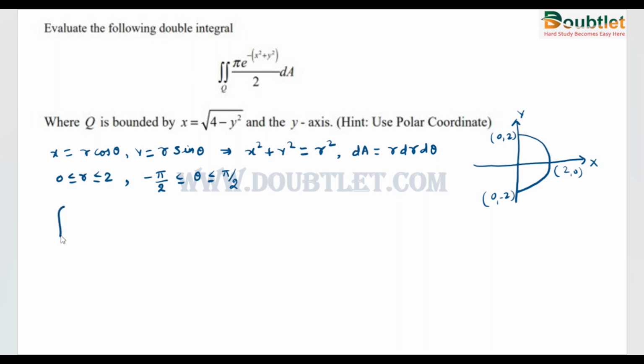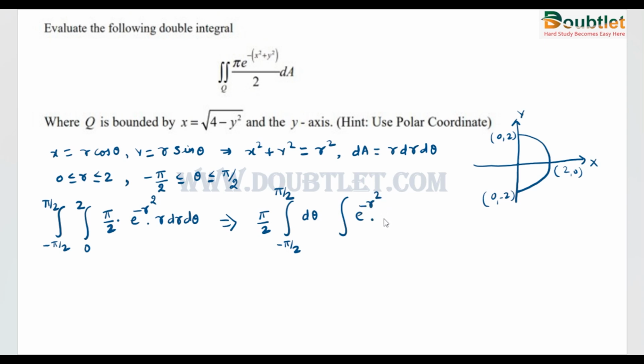Now, solving this double integral, pi by 2 is a constant, so we will take it out together. This will be e to the power minus r square, and this will be r dr d theta. First we solve for r, then theta, with the theta limit from minus pi by 2 to pi by 2 and the r limit from 0 to 2. So pi by 2 will be thrown out of the integral. The d theta we will integrate separately, because there is no other term of theta in this integral, and we will solve e to the power minus r square multiplied by r dr, from 0 to 2.